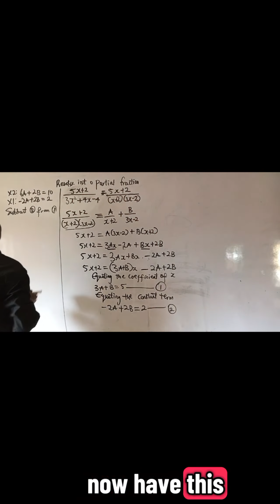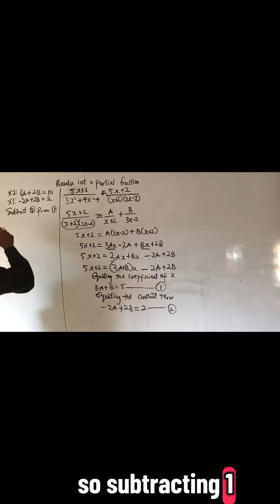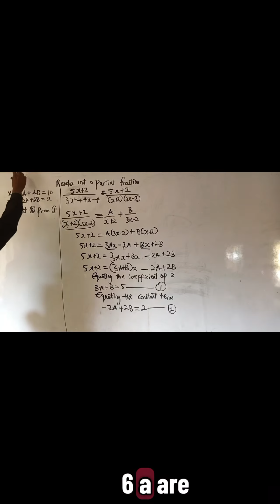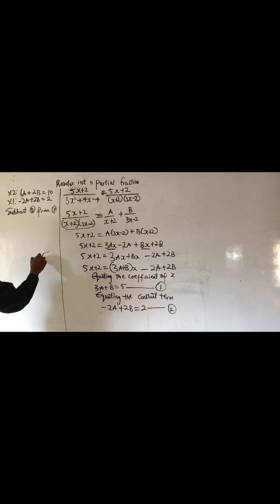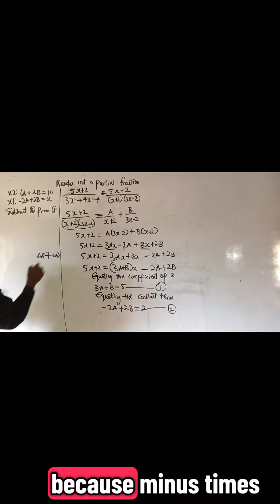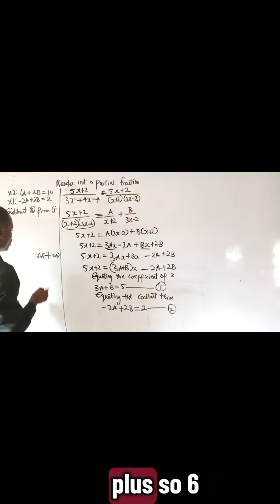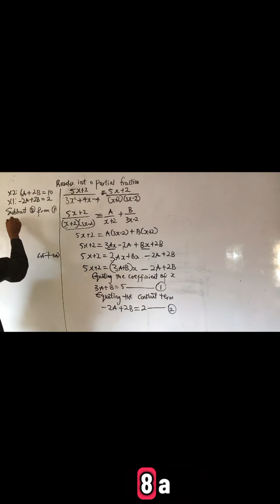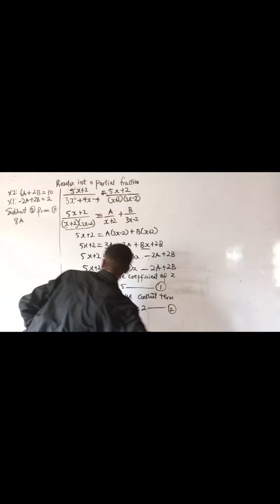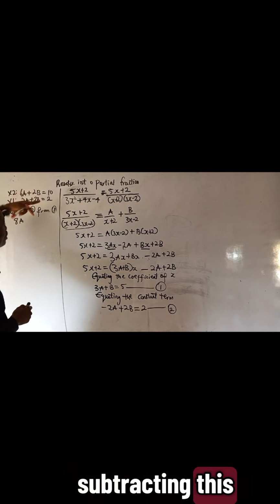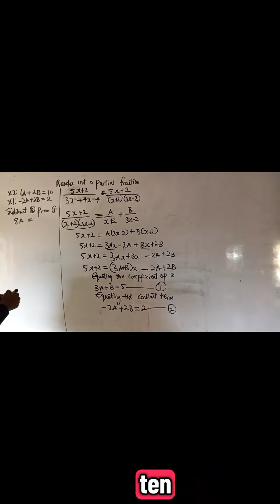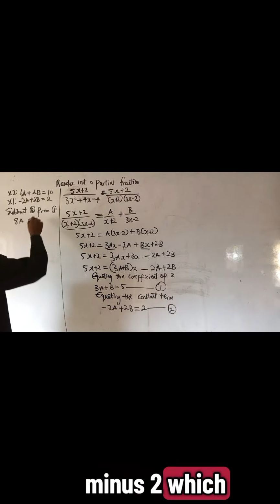So I can now have this. Subtracting 2 from 1, I would have 6A minus 2A. 6A. Are you watching? Let me bring it down. 6A minus 2A. This will definitely change to plus because minus times minus is plus. So 6A plus 2A is 8A. Take note of that. Now remember that if you are subtracting this, this is now 0. 2B minus 2B, 0. So equals 10 minus 2, which is still 8.